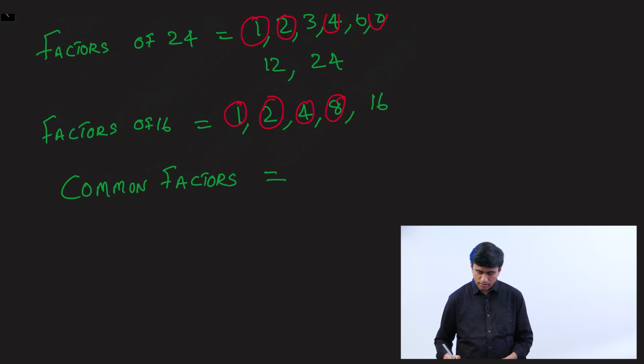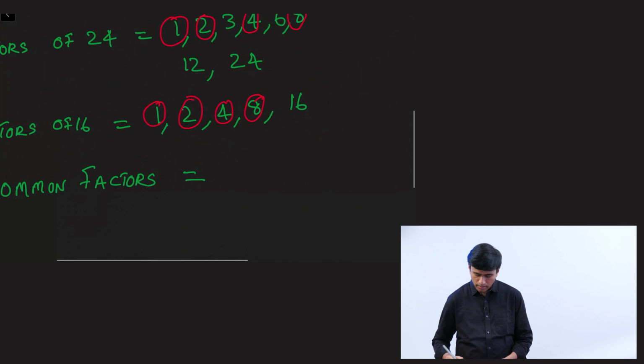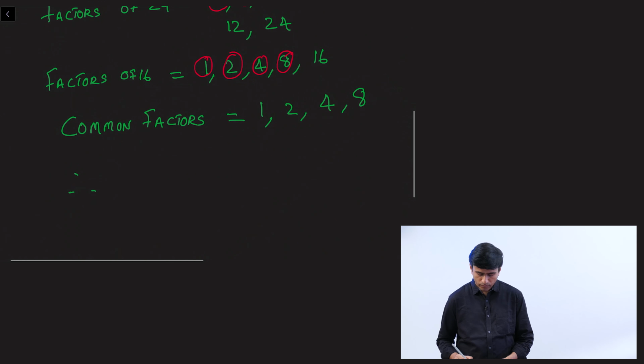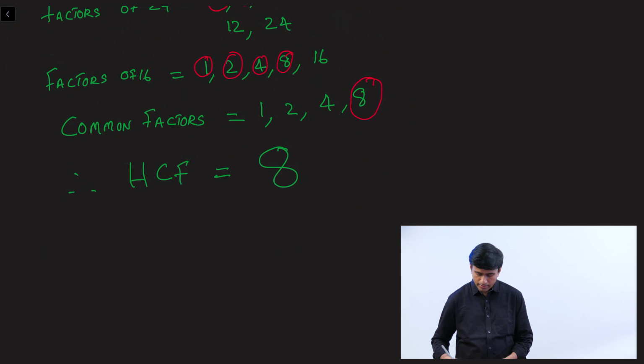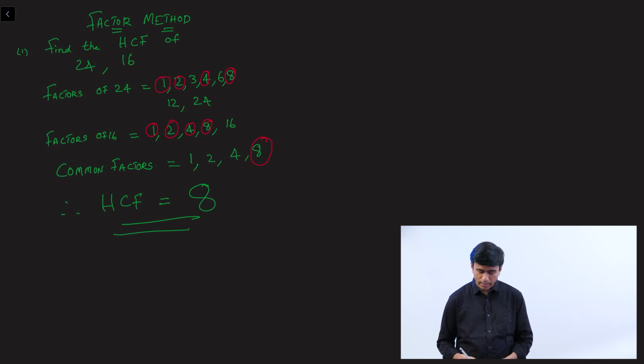That's it. So let's write down the common factors. Common factors are 1, 2, 4 and 8. Therefore, the highest common factor is, which is the highest common factor here? It is 8. So the highest common factor is 8. There you go. That is how you can find the HCF of given numbers using the factor method.